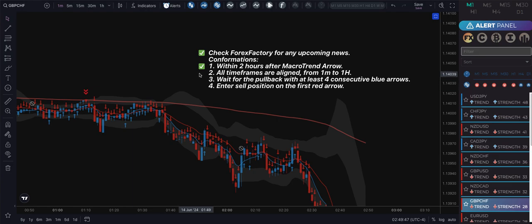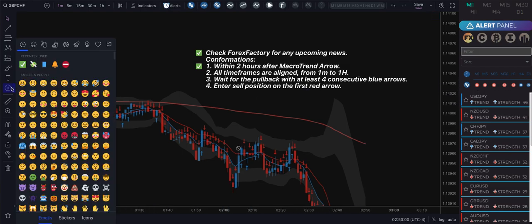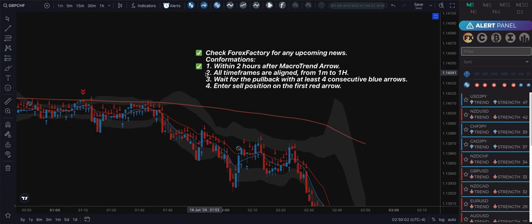All right. Number 2 says all time frames are aligned from 1 minute to 1 hour. Look on this side. You'll have these time frames. The first 5 have to go the same exact direction. So all of these are red. That is another confirmation for us, since they are all aligned from 1 minute to 1 hour. So here's M1, here's H1.